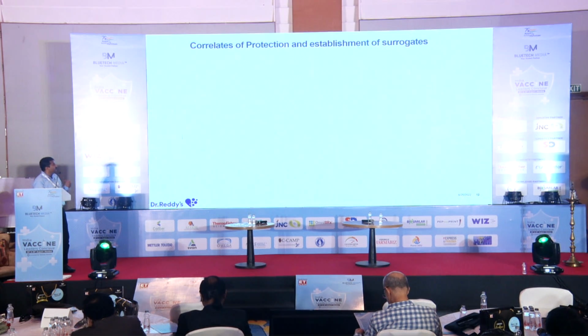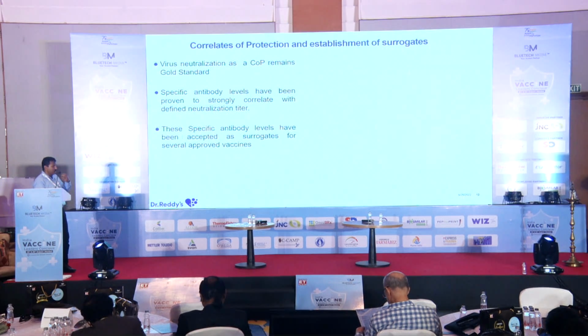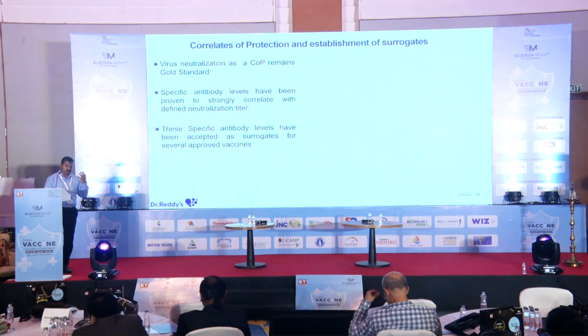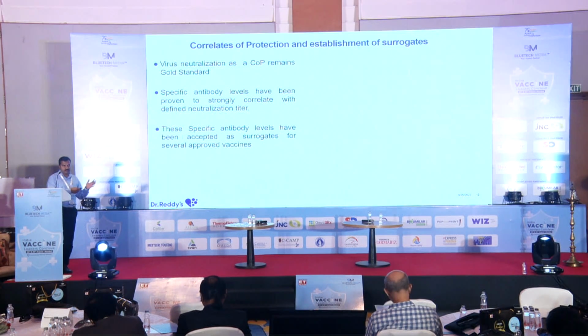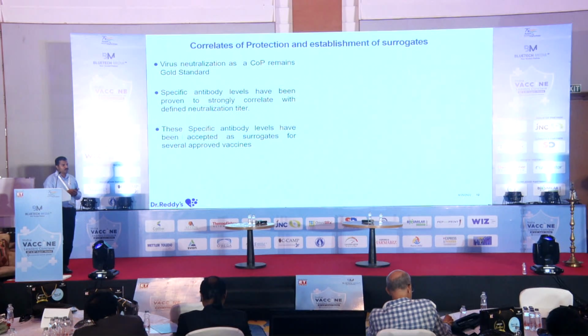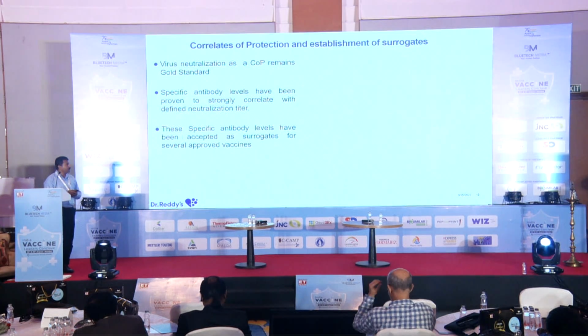So, the correlates of protection and establishment of surrogates. Of course, virus neutralization is the gold standard. If we are working on any novel vaccine or any new emerging zoonotic viruses, there are no established correlates of protection. In that case, we have to do virus neutralization assays. Like in COVID, everyone had to do the neutralization assays because there were no direct markers of protection.